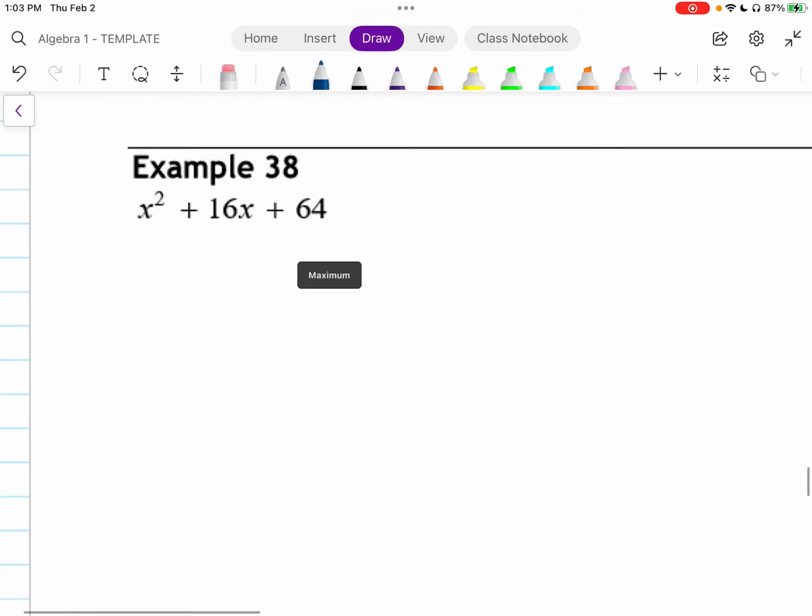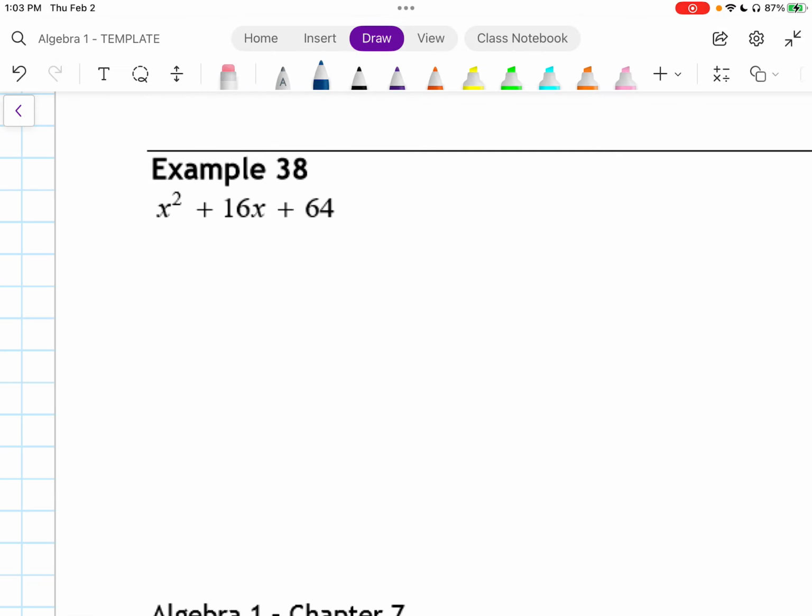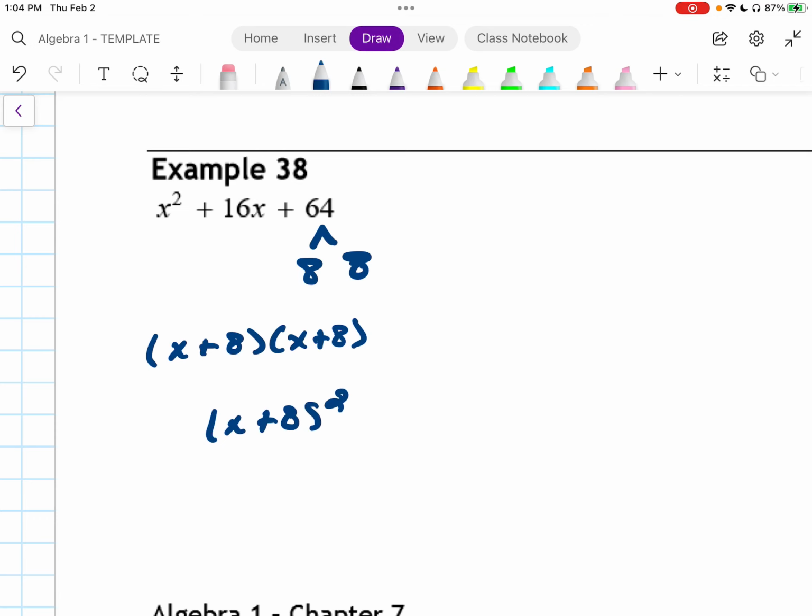38. This one we go back to section, I think it was section 5, where we were just finding two items that multiply to be 64 and add up to be 16. It's going to be 8 and 8. So here, we could write this as x plus 8, x plus 8. But instead of leaving it like that, I would like to list it as an item squared. So I'm going to say this is x plus 8 squared. And that's the way I'd like us to list our answer, okay?